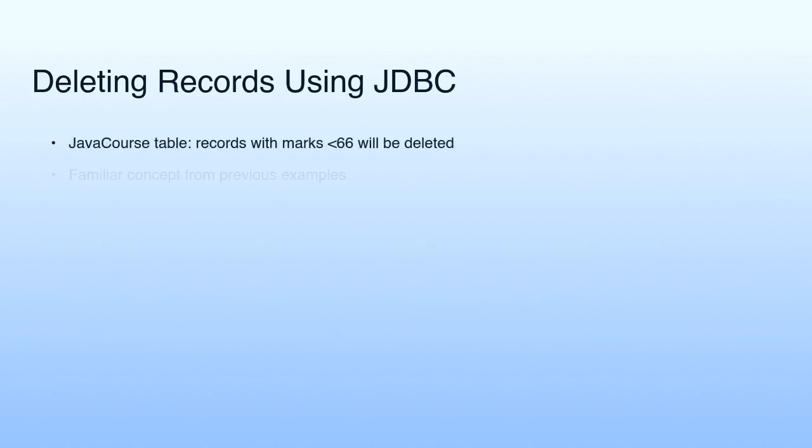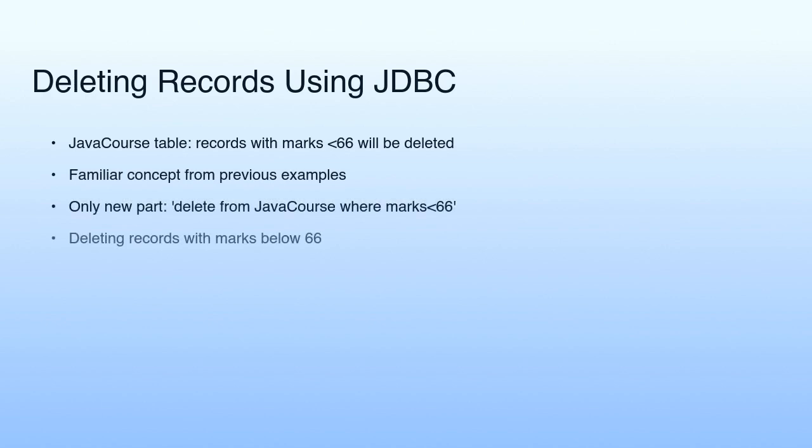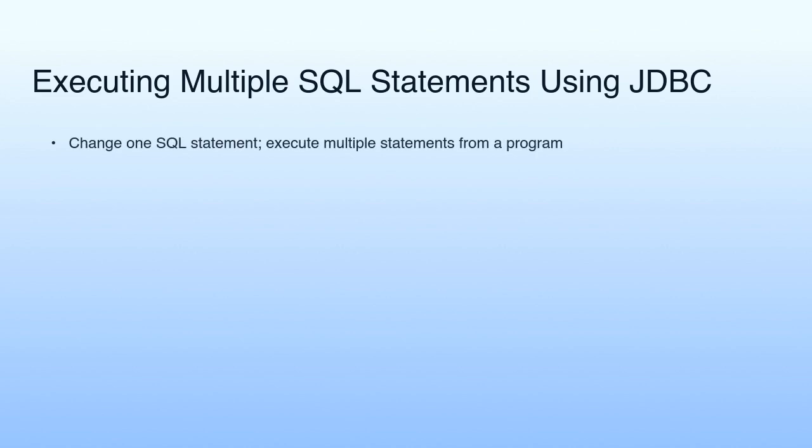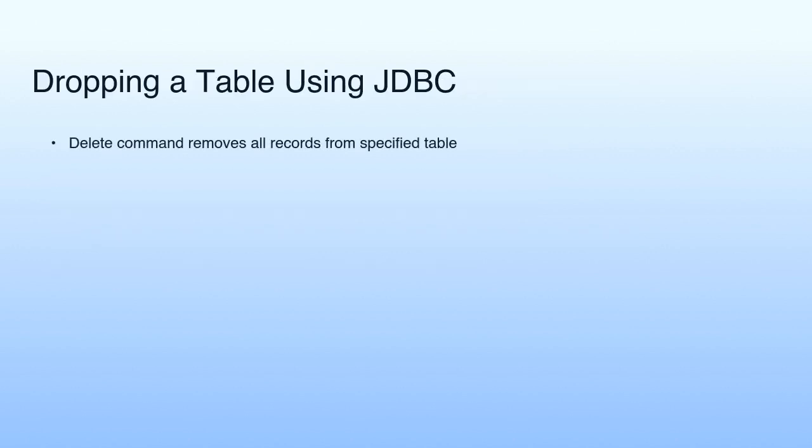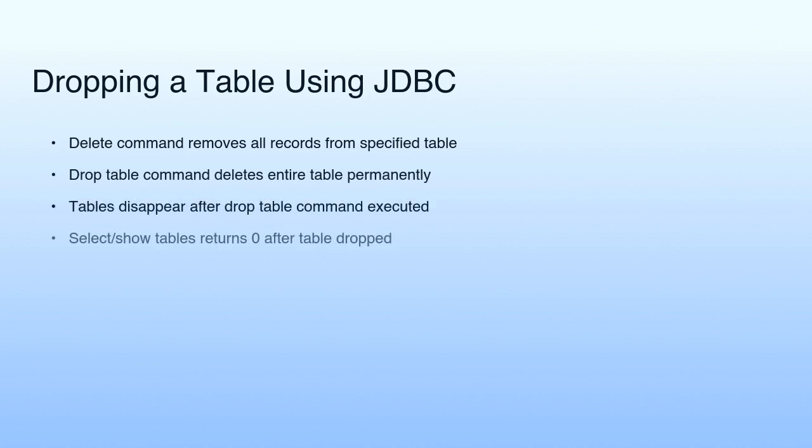Similarly, deleting records from a table is accomplished by executing a DELETE statement with the appropriate condition, such as removing records with marks below a certain threshold. JDBC also enables executing multiple SQL statements within a single Java program, facilitating scenarios where different operations need to be performed sequentially or conditionally. In addition to modifying table data, JDBC supports dropping entire tables using the DROP TABLE statement, permanently removing the table and its contents from the database.